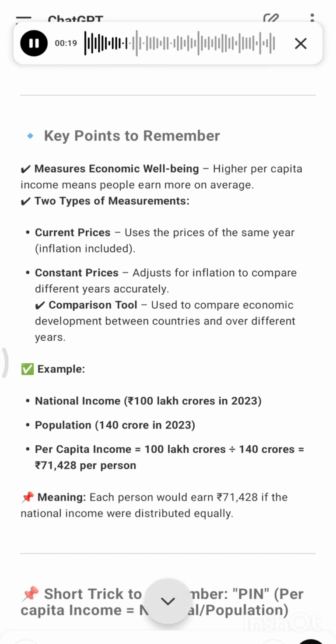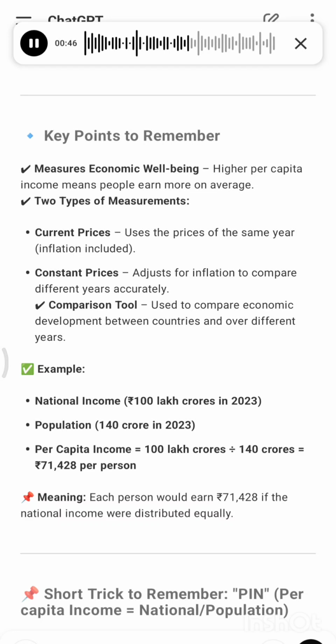Key points to remember. It measures economic well-being. Higher per capita income means people earn more on average. Two types of measurements: current prices use the prices of the same year, inflation included; constant prices adjust for inflation to compare different years accurately. It is a comparison tool used to compare economic development between countries and over different years.